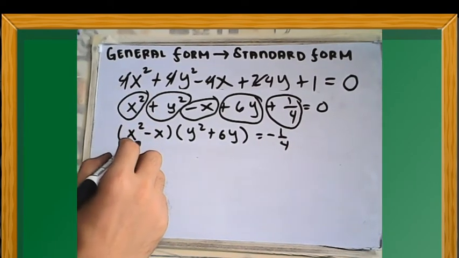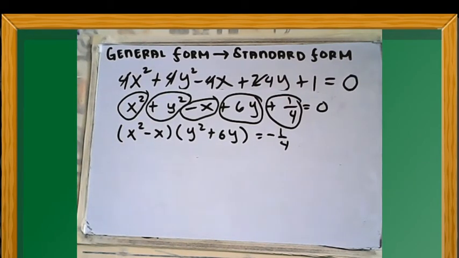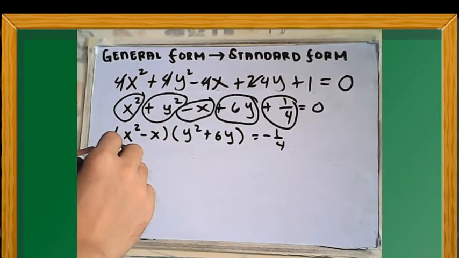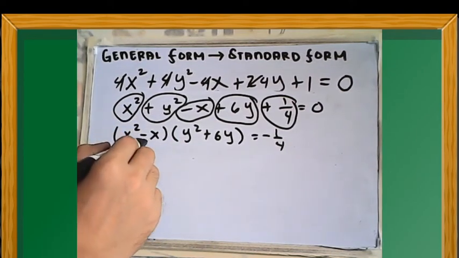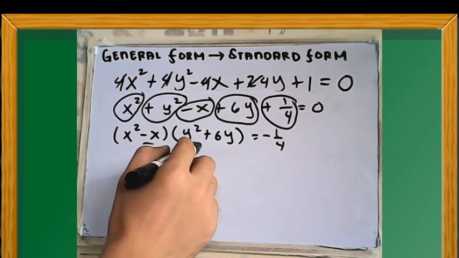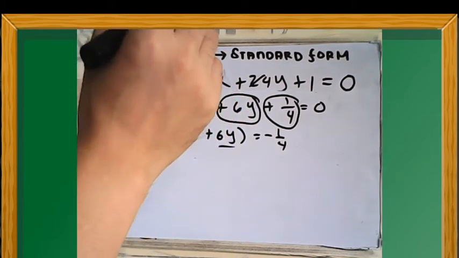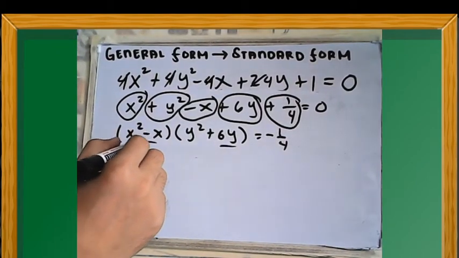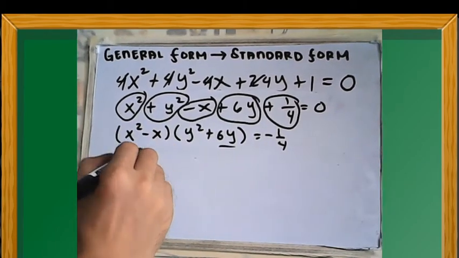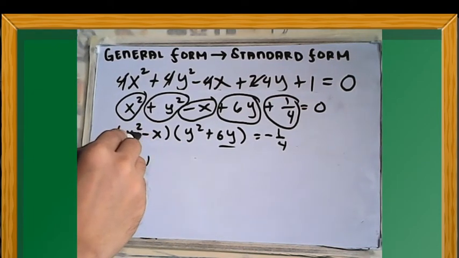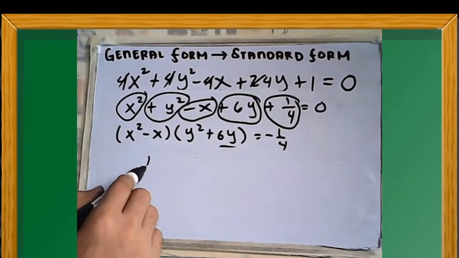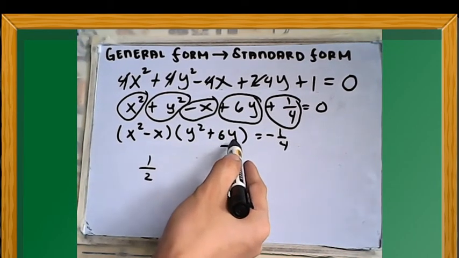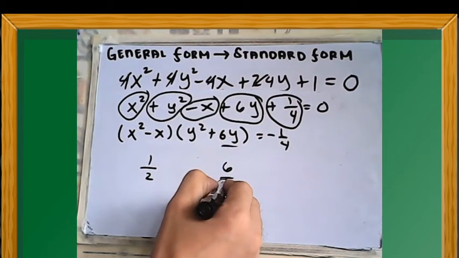So back here, x squared minus x. Complete the square of the x terms, making it a perfect square trinomial. How do we do that? Look at the second term. The coefficient of x is not shown, so it is 1, regardless of whether it is minus or plus. Then we divide 1 by 2. Same on the other side: the coefficient of y is 6, so we divide 6 by 2.